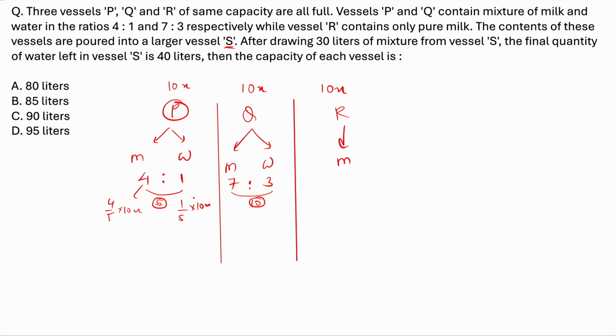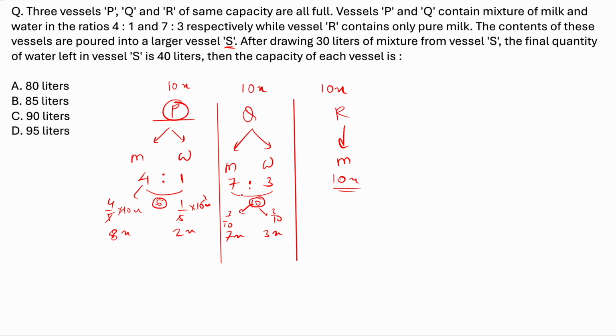This is the beauty of assuming 10x as the total mixture volume. So 4/5 of 10x will be 8x liters of milk and 1/5 of 10x, 2x liters of water in the vessel P. Same way, in the vessel Q, 7/10th of 10x will be 7x liters of milk and 3/10th of 10x is 3x liters of water.